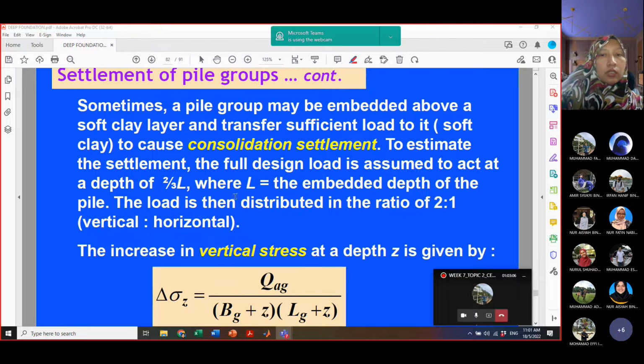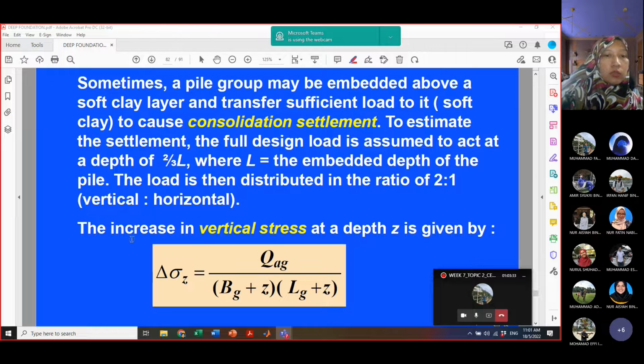So in this one, it says that sometimes a pile group may be embedded above a soft clay layer and transfer sufficient load to it, soft clay, to cause consolidation settlement. To estimate the settlement, the full design load is assumed to act at a depth of 2/3 L, where L is the embedment depth of the pile. The load is then distributed in the ratio of 2 vertical to 1 horizontal. So the increment of the vertical stress at the depth Z is given by here.